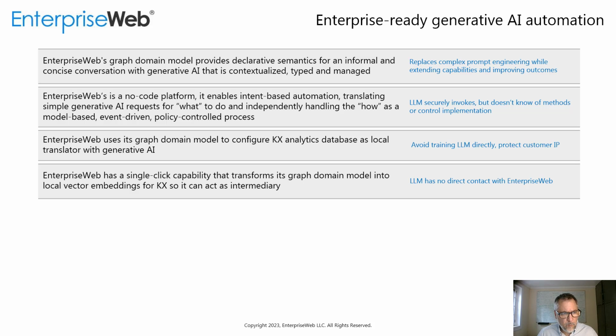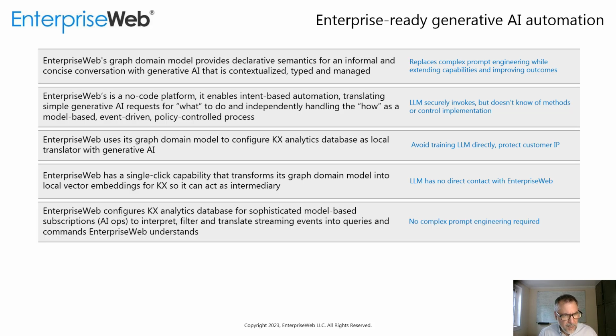And then with KX, we essentially have a single-click export for local vector embeddings, right? The embeddings are not going into the LLM. The LLM has no direct contact with Enterprise Web, right? We're doing it in KX. And then KX is doing the translation between us. Enterprise Web configures the KX analytics database for sophisticated model-based subscriptions.